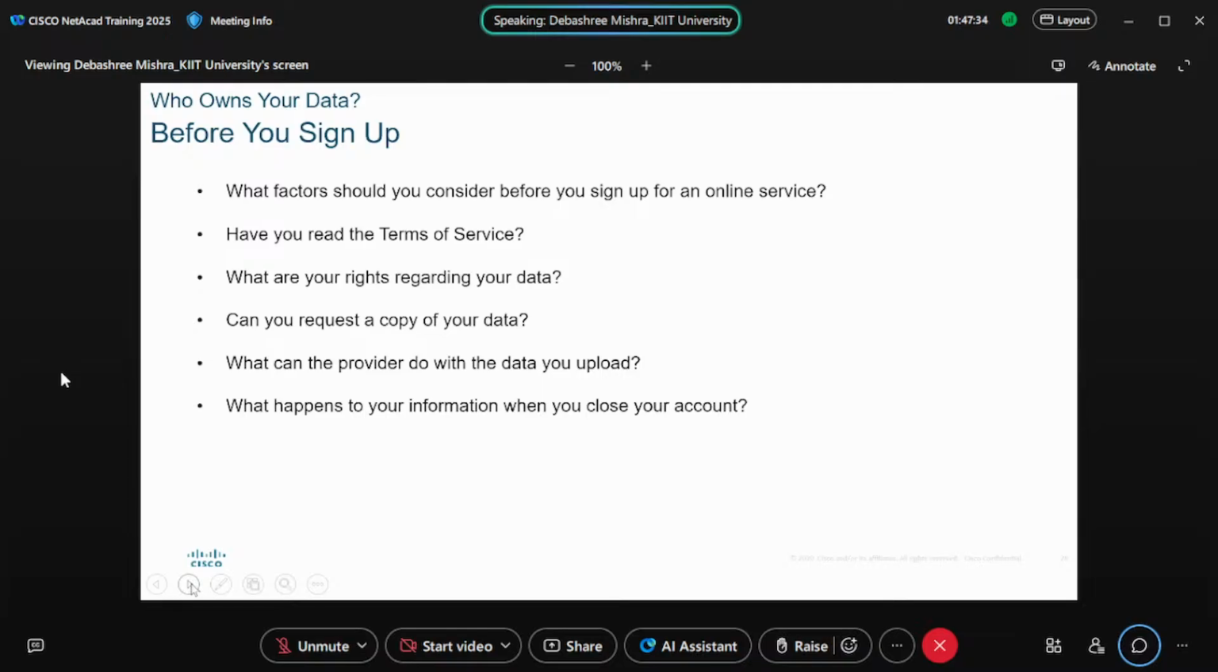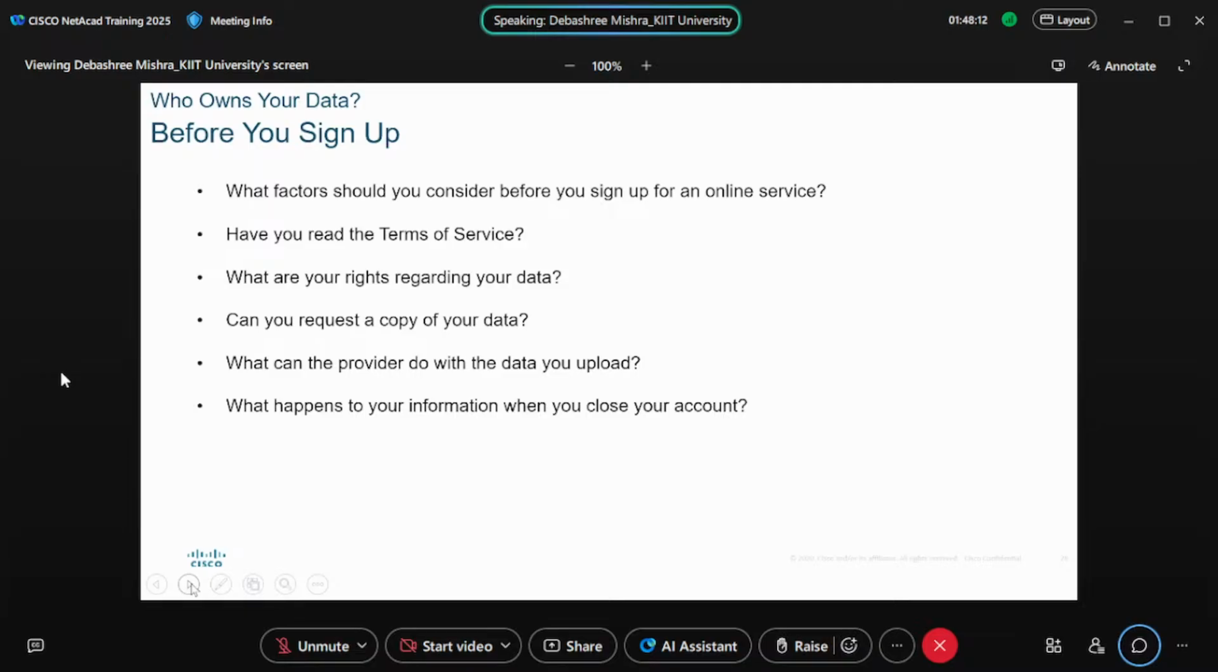Next is, can you get a copy of the data that you are saving or not? Next, what can the provider do with the data you upload? Do they keep a separate base copy which they might upload to any social media sites or something like that? You are trusting a particular company and saving your data with them, but is that data used on any other platform? Those things you need to understand.